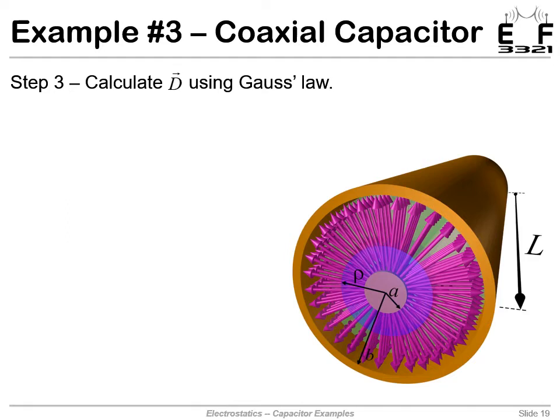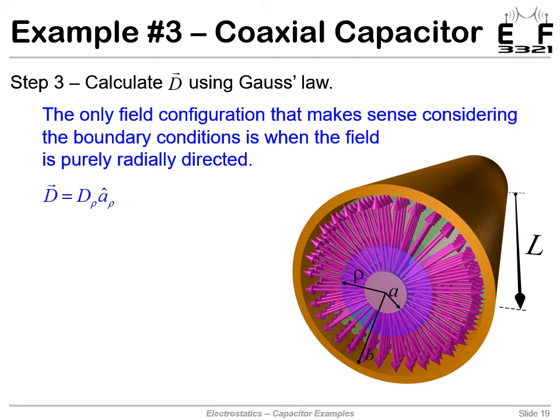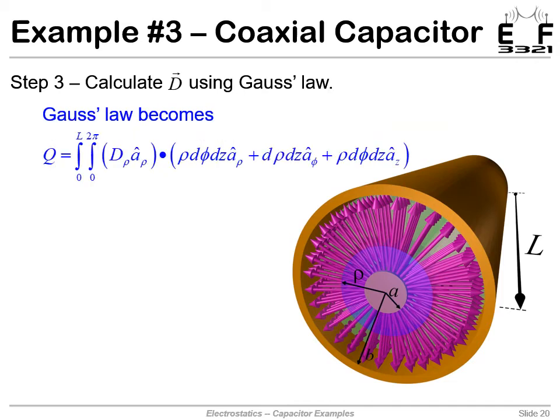So just from the symmetry and the geometry, we already know the basic configuration that the electric flux will take inside of this device. So that means the D field, the flux, will be in the rho direction. And so we could write our D field this way. The only thing we have to do is determine what is D rho. We know it's in the rho direction and it does not have components in any other direction. So let's apply Gauss's law to figure out what the rho component of D is.